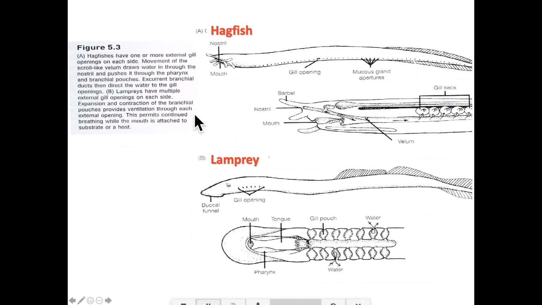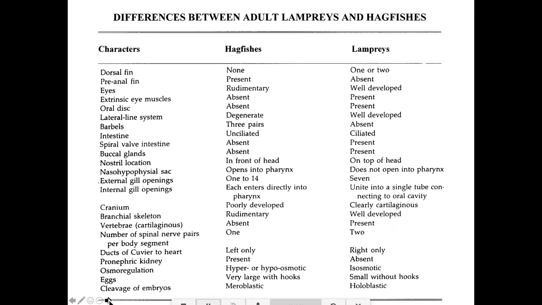So here's an illustration comparing the hagfish and the lamprey. I would take a moment here to look at these differences and compare these illustrations to the table I'm going to be showing on the next slide. Here's a nice table showing the differences between adult lamprey and hagfishes.